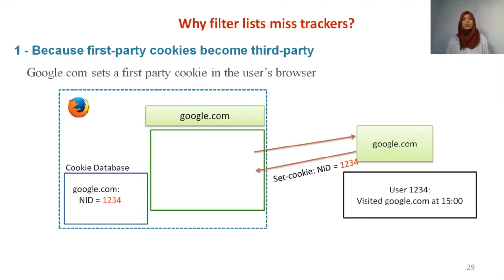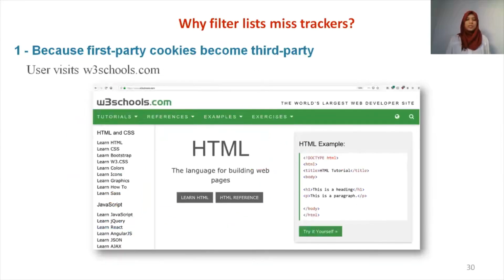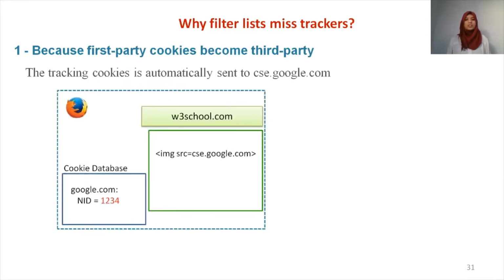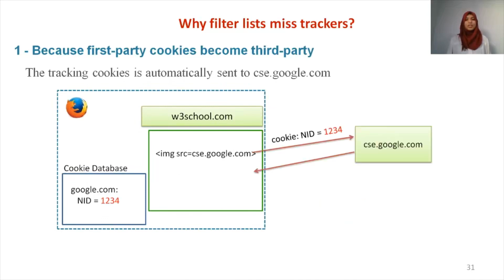Using this cookie, Google.com gets to know that this user 1234 visited Google.com at this given time. So later on, let's say that the user visits w3schools.com, for example, which has content from the Google search engine. So now a request will be sent to the Google search engine to fetch this content.